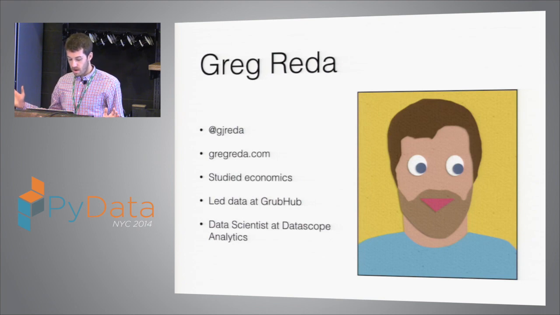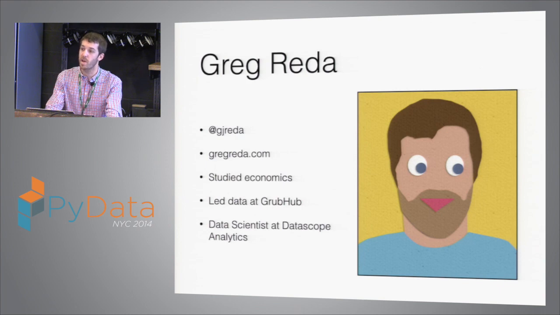So I'm Greg. If that cartoon looks familiar, that means you've probably wound up on my blog for some reason. Or you've been ordering Grubhub, which is actually where I used to work. Like I mentioned, my background isn't in computer science or engineering. I actually studied economics in college, so I think in terms of data analysis. I led the data team at Grubhub for 3 years. And I recently joined a company called Datascope Analytics, where I'm a data scientist.